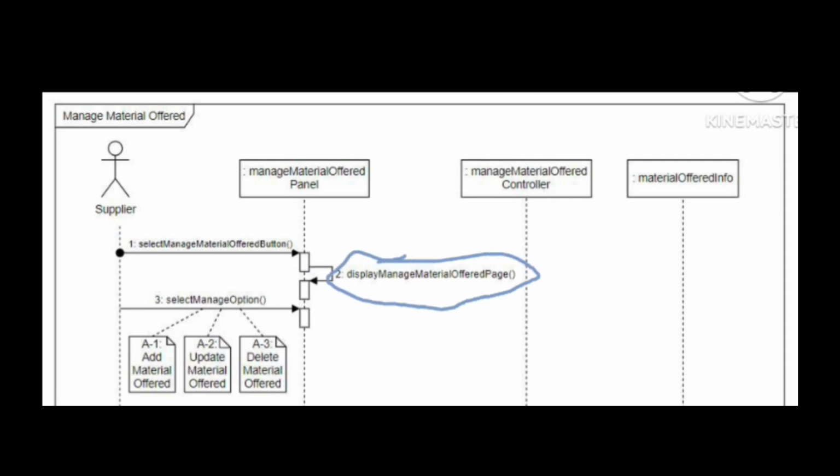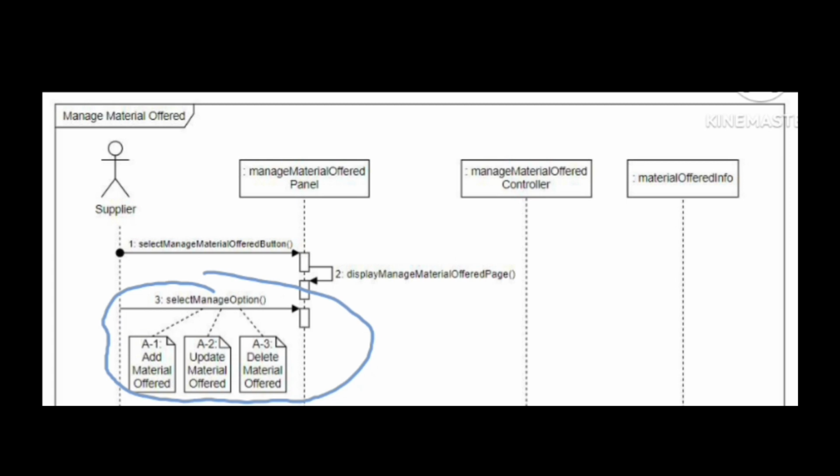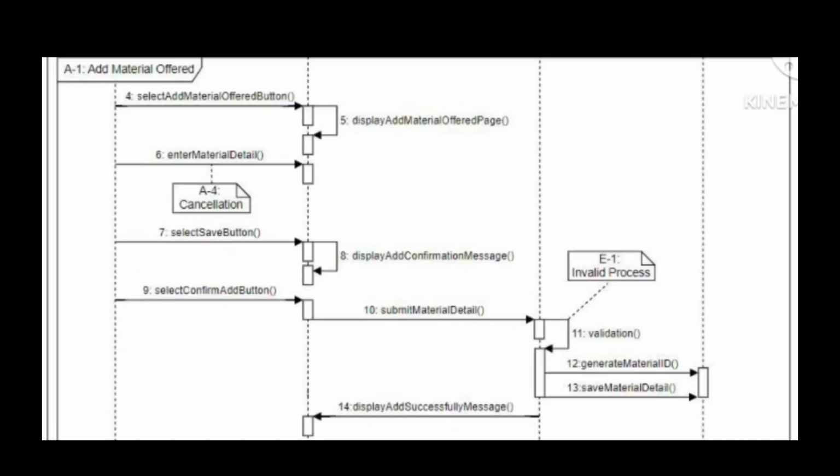To manage material offer, the supplier needs to click on the Manage Material Offer button. Then the screen will display the Manage Material Offer page. The supplier can then select the Manage option. To add a material offer, the supplier needs to click the Add Material Offer button. The screen will display the Add Material Offer page.